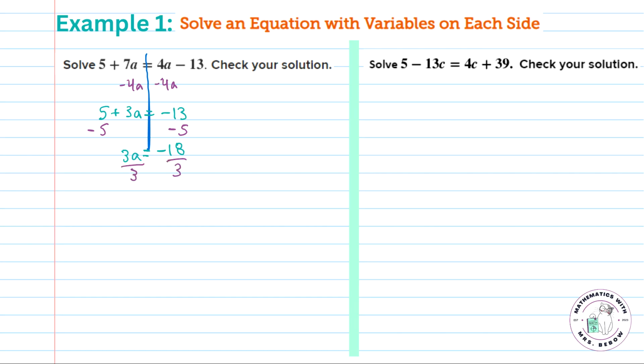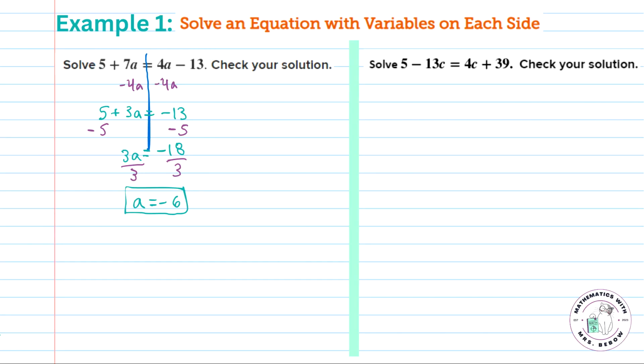And we end up with a equals negative 6. And when it says to check our solution, again, solving equations is awesome because you can really make sure that you've done it correctly every time by taking what you get for your answer and plugging it back into the original equation to see if it's true.